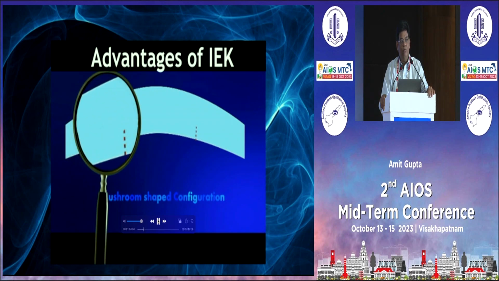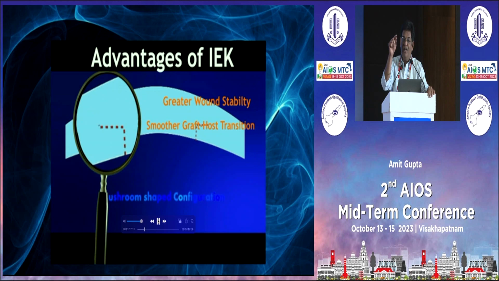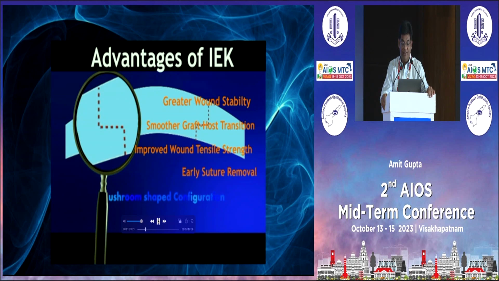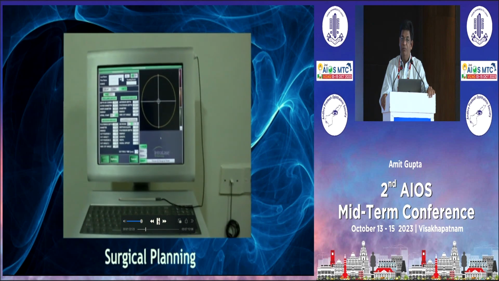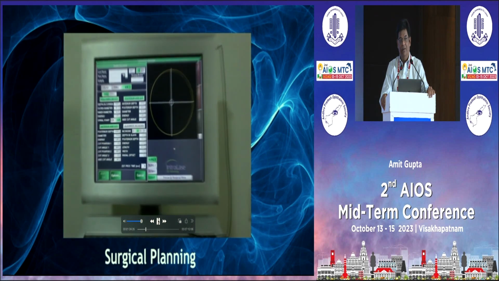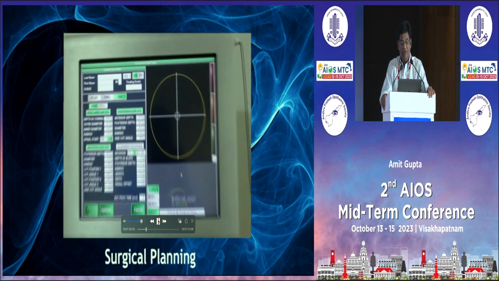So what are the advantages? Why do we want to make these shapes? One, that the femtosecond laser gives a very precise cut, and there is no other means by which we can actually shape the cornea like a mushroom. So this leads to a very smooth graft host transition, also along with an improved wound tensile strength, and also it is possible for us to remove the sutures very early. Now this is what the machine looks like.